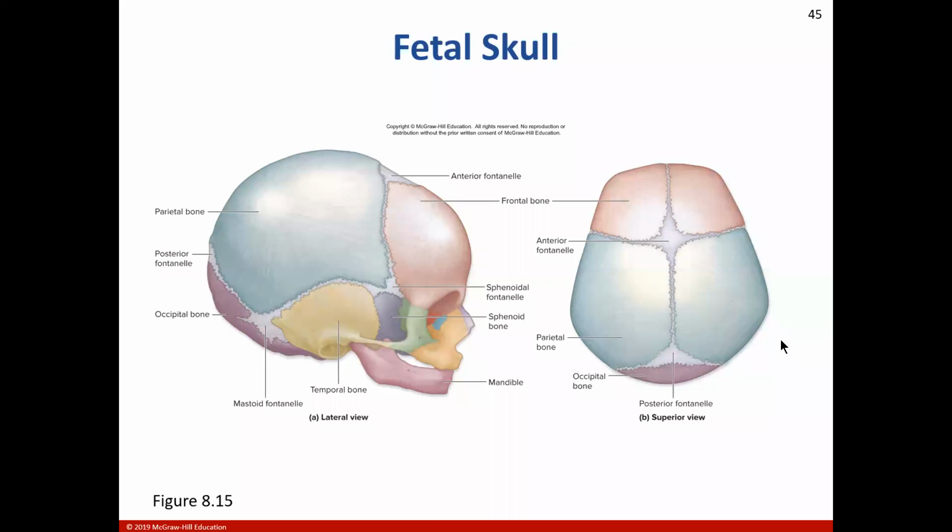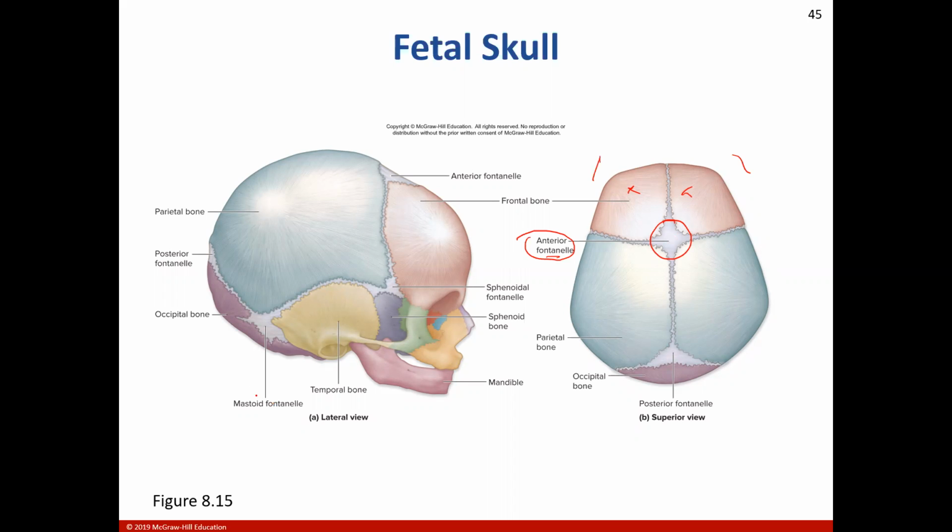The fetal skull, again, just has more separations because the sutures aren't fused yet. So you might have learned this in lecture. Remember, this is the anterior part, the frontal bones. So you have this area called the anterior fontanelle. You can feel the blood pulsing through here. That's why they call it a fontanelle.